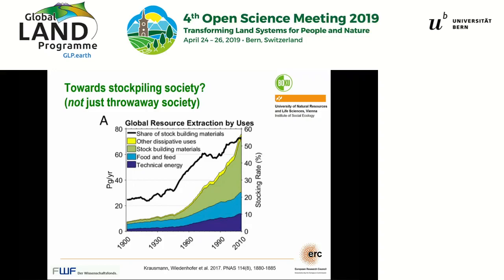So we have now a 100-year time series of buildup of stocks. And the interesting thing here is this black line. There's a share of stock building materials that has risen from around 20% in 1900 to 55% now. So the fraction of materials we use to build up these stocks is rising massively. So we are on the way to a stockpiling society. We're still also on the way to a throwaway society, but stockpiling is even more important.